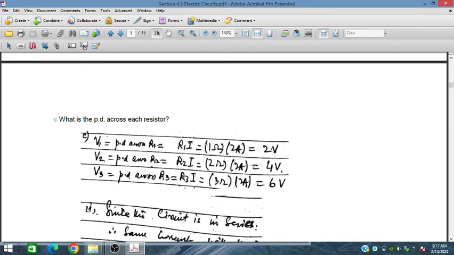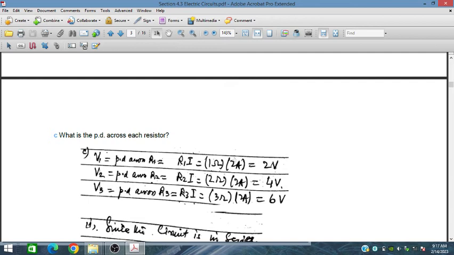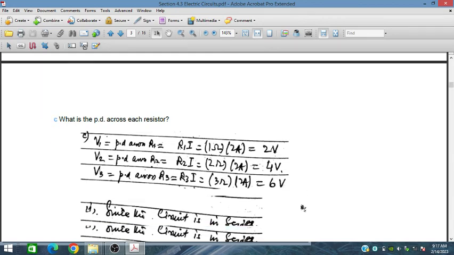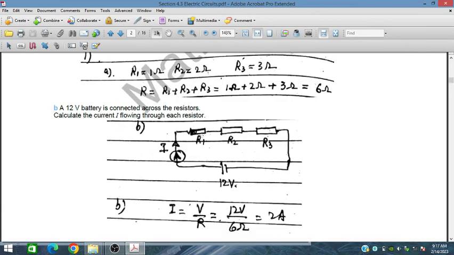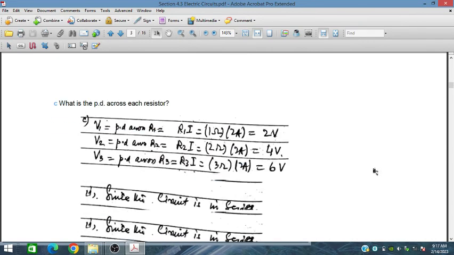So this is 1 ohm and 2 amperes, so this is 2 volt. 2 ohms into 2 ampere is 4 volt, and 3 ohms and 2 ampere is 6 volt. So the same current is flowing, 2 amperes, multiplied by each resistor. So 2 volt, 4 volt and 6 volt are dropping across each resistor. This resistor has 2 volt, this has 4 volt and this has 6 volt across it.